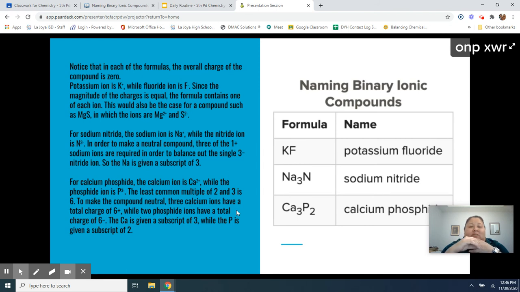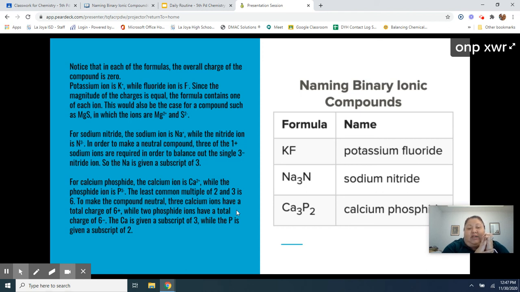Notice that in each of the formulas, the overall charge of the compound is 0, okay? Don't worry, we're going to talk about it tomorrow. Potassium ion is K plus 1, while fluoride ion is F negative 1. Since the magnitude of the charges is equal, the formula contains one of each ion. This would also be the case for a compound such as MgS, in which the ions are Mg plus 2, S negative 2. For sodium nitride, the sodium ion is Na plus 1, while the nitride ion is N negative 3. In order to make a neutral compound, 3 of the plus 1 sodium ions are required to balance out the single negative 3 nitride ion, so Na is given a subscript of 3.